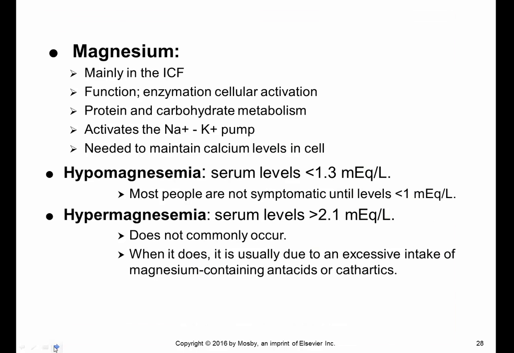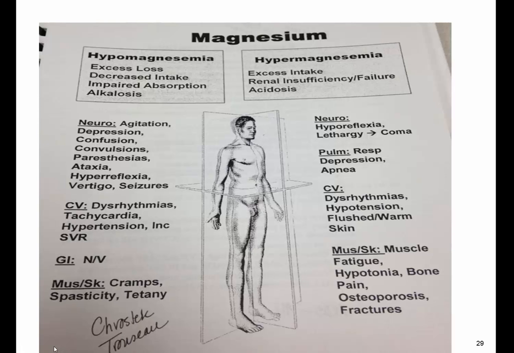So magnesium is another electrolyte, mainly in the intracellular fluid. It helps with cellular activation. It works with protein and carbohydrate metabolism. It activates the sodium-potassium pump, and we need it to help maintain our calcium levels within the cell. So you can see the definitions of hypo- or hypermagnesemia. And again, I found another great little picture of what some of the causes are of hypomagnesemia and hypermagnesemia, and what the patient's symptoms might appear to be like.